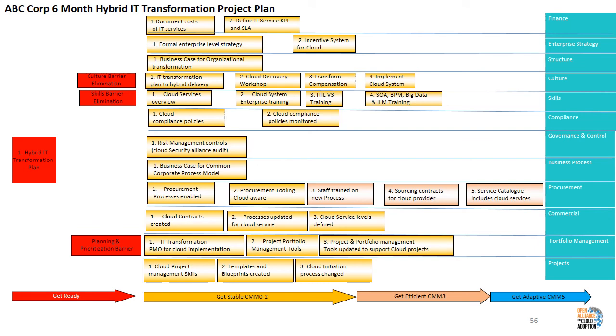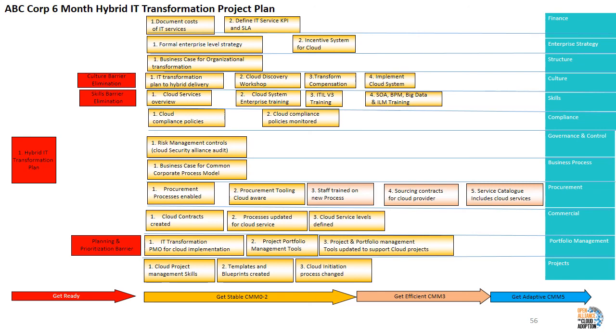Here's an example of a high-level transformational plan. You'll notice that there is a category of projects that are in red. These are the barrier elimination projects. They need to be done first. The remainder of the projects need to be done in sequence, but there is an interdependence between them. A project manager is necessary to build out a good precedence map and project plan to coordinate all the interdependencies between the projects.